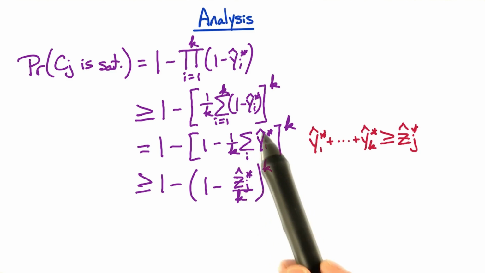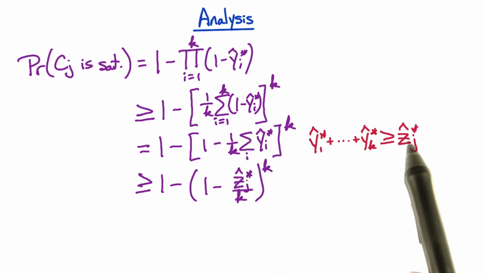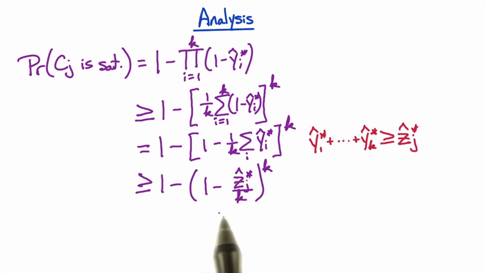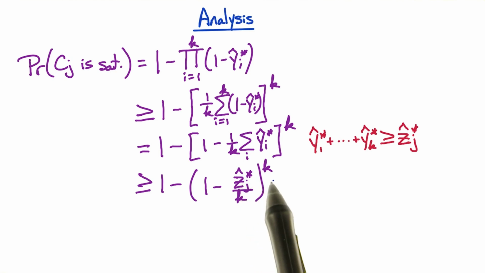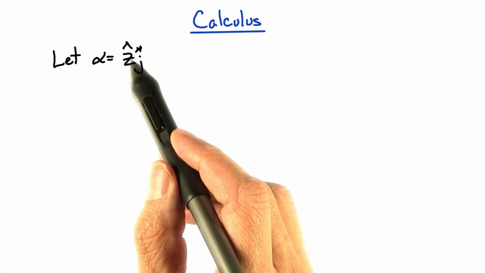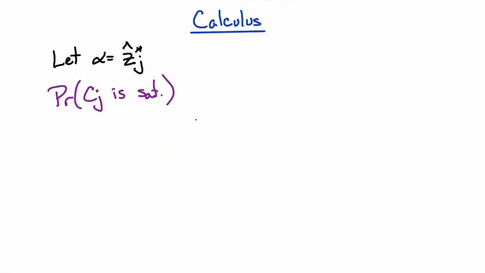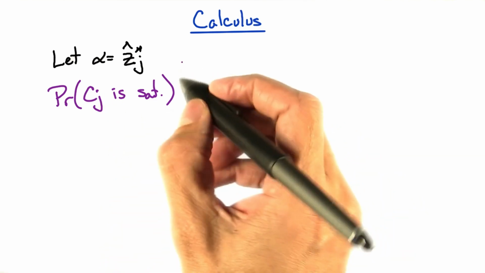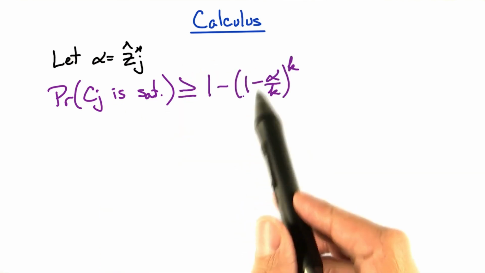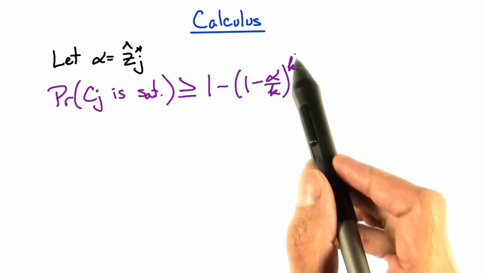So we replace this sum over y's by zj hat star. Now we have to do a bit of calculus to simplify this. What we want to do is move this zj outside of this kth power. So let alpha denote zj hat star. What we've shown so far is that the probability that this clause cj is satisfied is at least 1 minus (alpha over k) to the k.